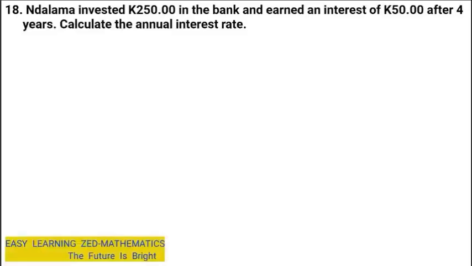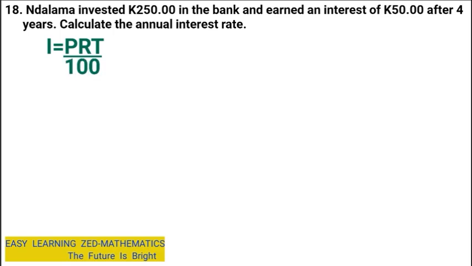Ndalama invested 250 kwacha in the bank and earned an interest of 50 kwacha after 4 years. Calculate the annual interest rate. To calculate the annual interest rate, we are going to use the formula: interest is equal to principal multiplied by rate times time over 100. Okay, so now we are going to use this formula.